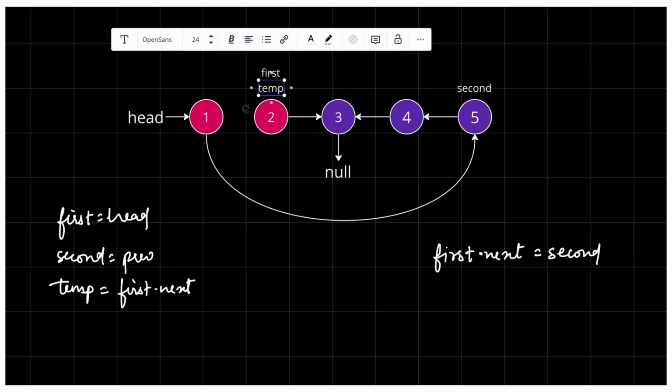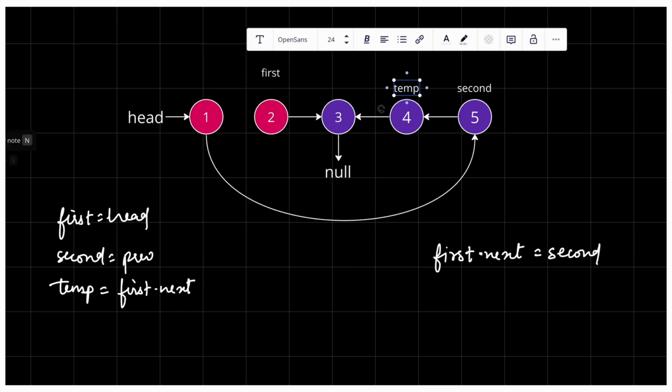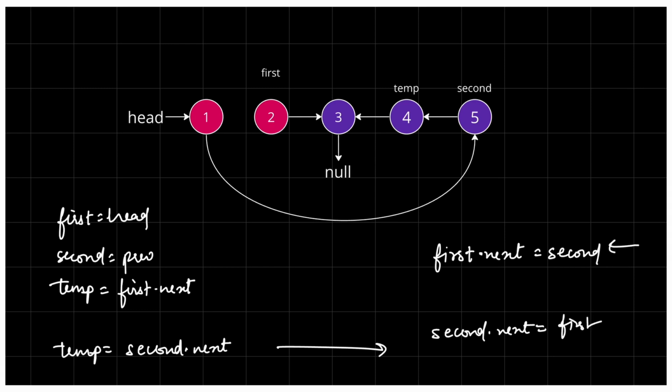Once again, I will make sure that this temp should start pointing to this second dot next, right? What I'm doing is now I'm saying that this temp should start pointing to second dot next. And as soon as I do this, after this I will say that second dot next should start pointing to the first. So you look at these two things: first dot next will be pointing to second, and second dot next will be pointing to first.